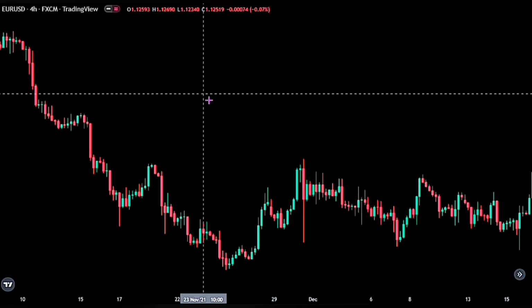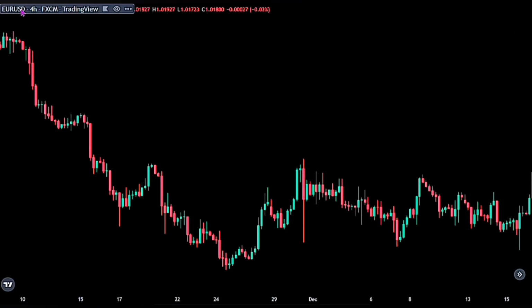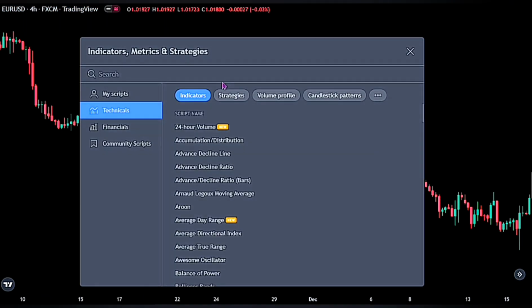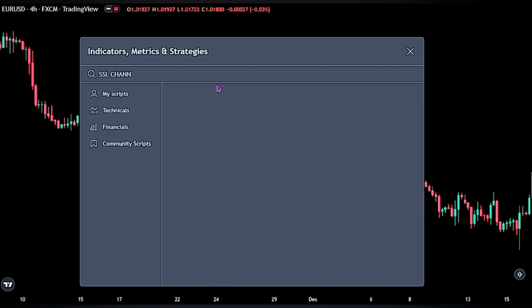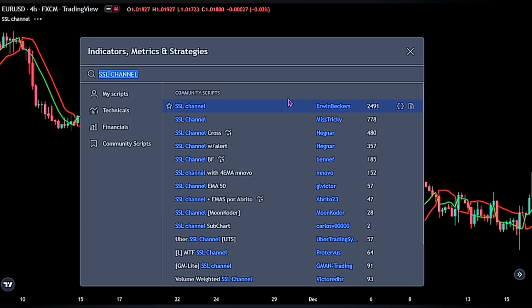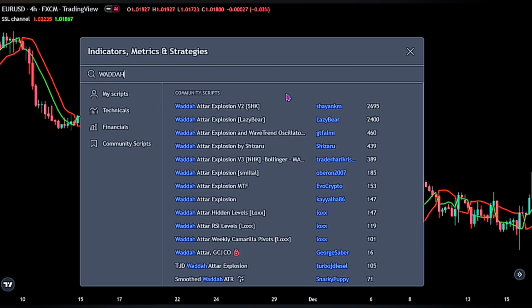Okay traders, so we are currently looking at the Euro-United States dollar 4-hour chart. So let's get into our trading strategy. The first indicator on our list will be the SSL Channel, this one here by Erwin Beckers. The next indicator is the Waddah Attar Explosion, this one right here by Scalping. And the last indicator will be the ATR.